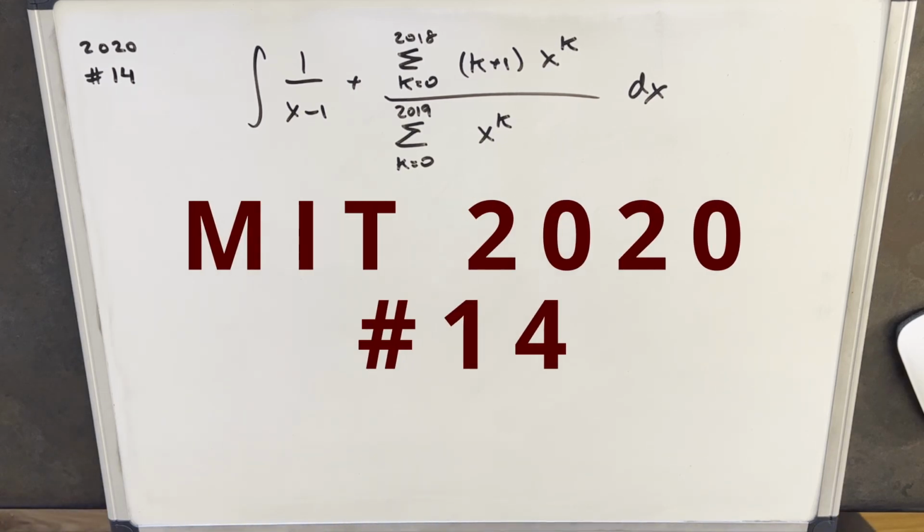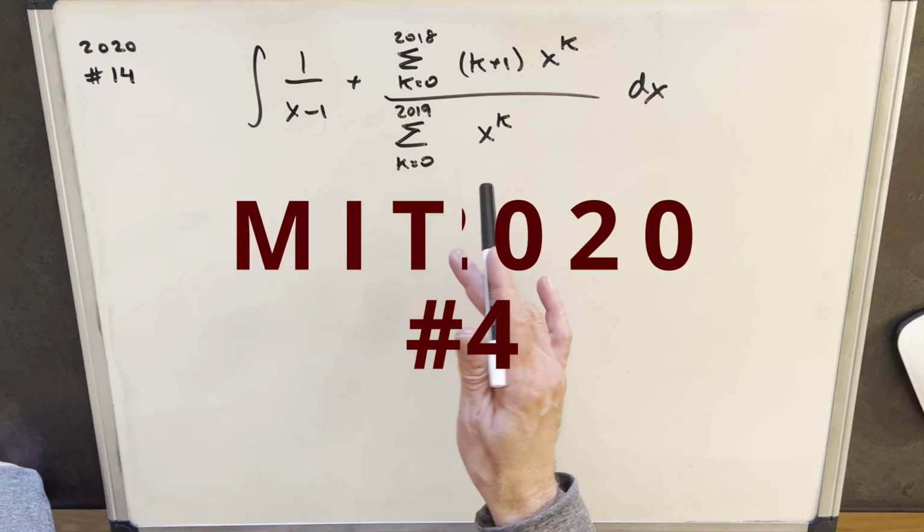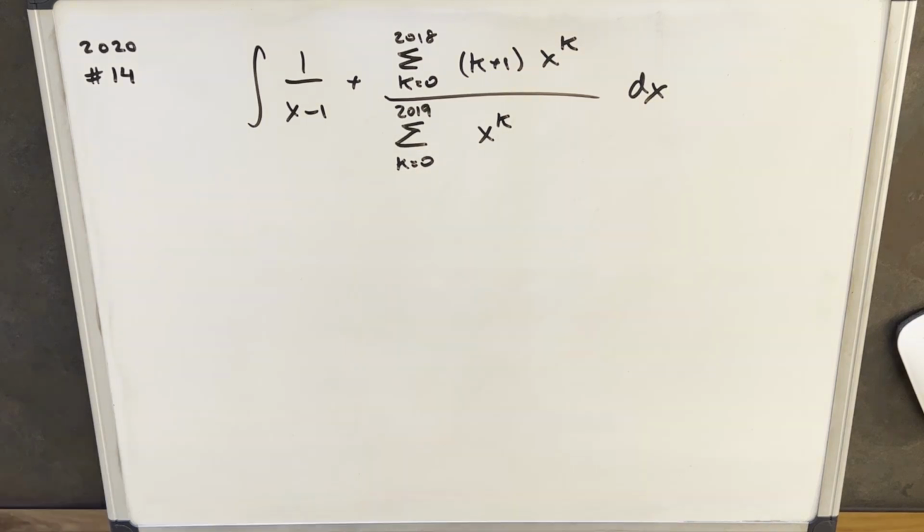Okay, we have here today another integral from MIT 2020, problem 14. Okay, we have a big messy integral here and we got a couple of series. This is something that MIT does a lot. I think they made this problem, it looks really hard with the series, and then when you get into it, it's actually not too bad.